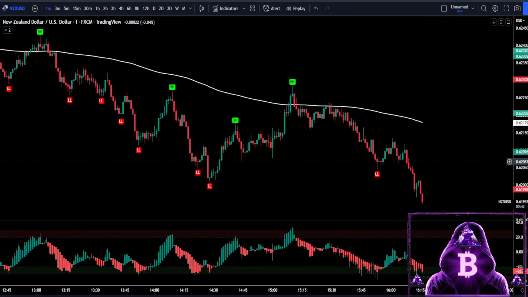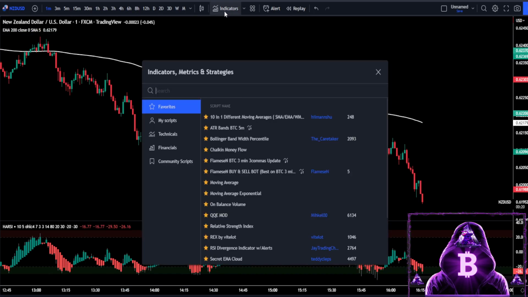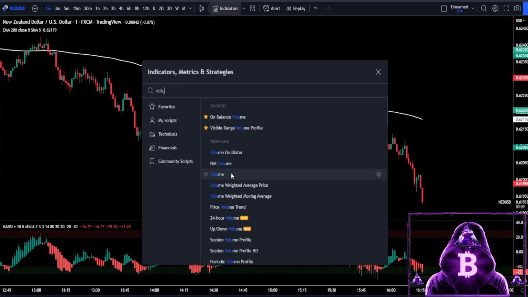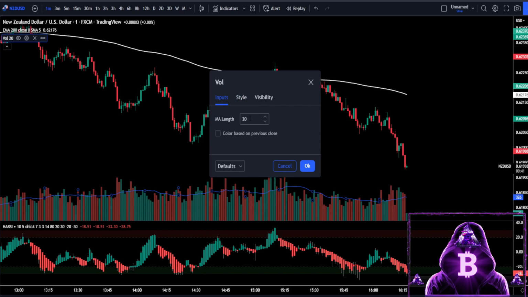Now let me show you how to actually increase the number of signals that we get with this strategy. The only thing you'll need to do is take away our higher high, lower low strategy from the chart and add a simple volume tool. In the style section, we're going to actually add a moving average, and in the inputs, come across and change its length from 20 to 30.